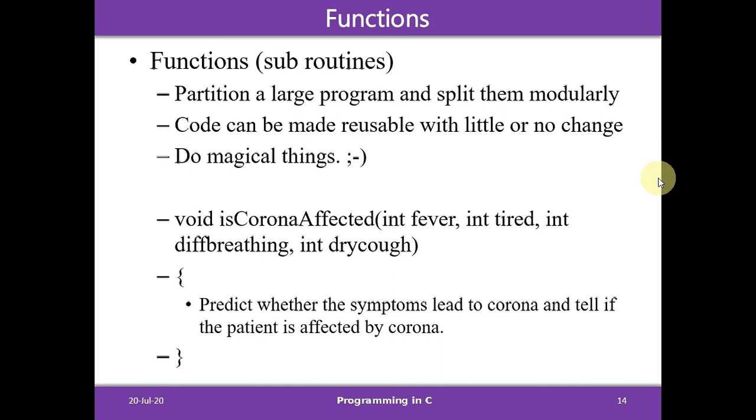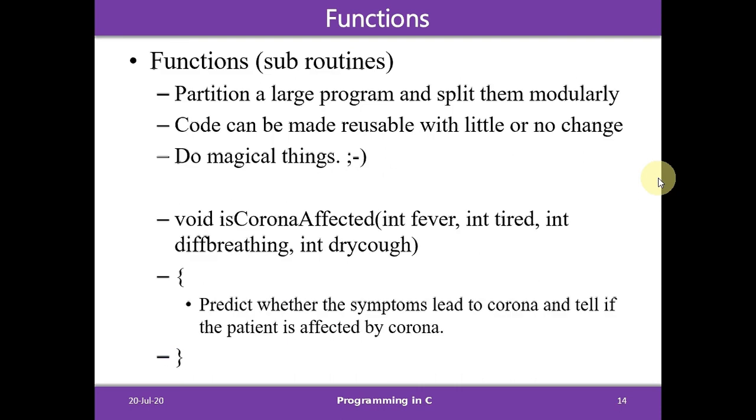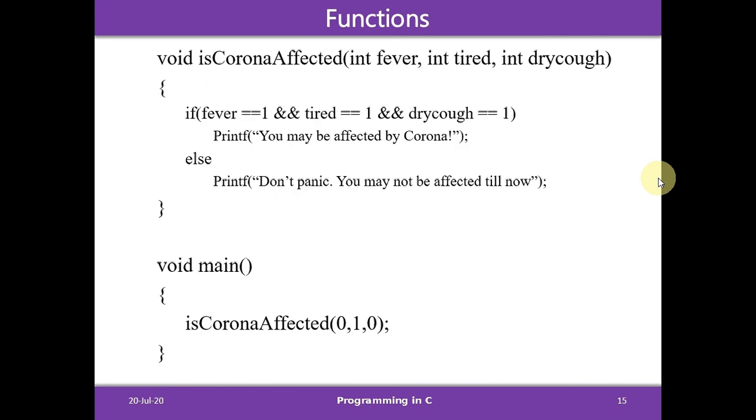So this is the main type, or the main way of using functions in C programming. So this is an example for the same function. Void isCoronaAffected, and int fever, tired, dry cough you have given here, and I have not given another parameter, so difficulty in breathing is left out.